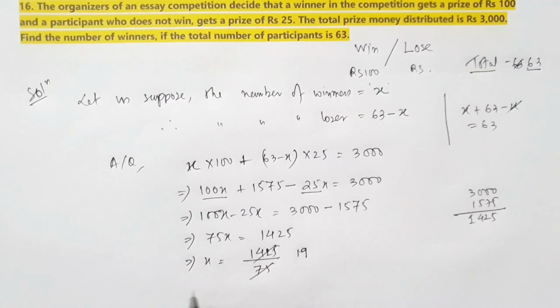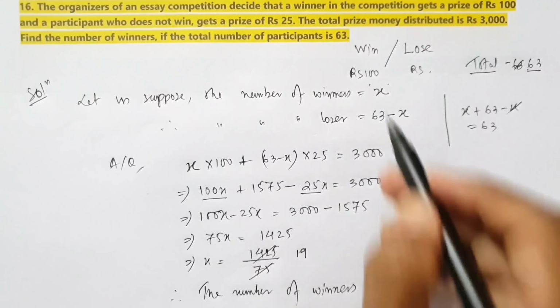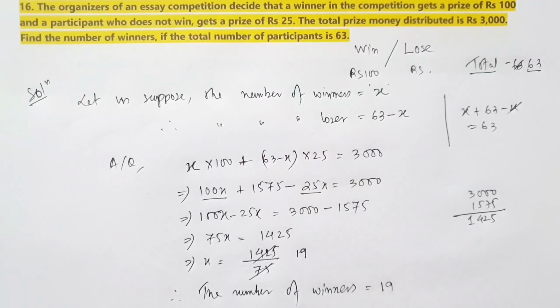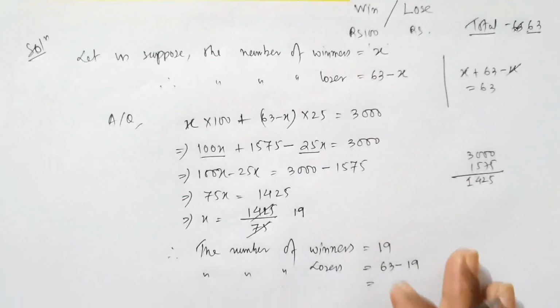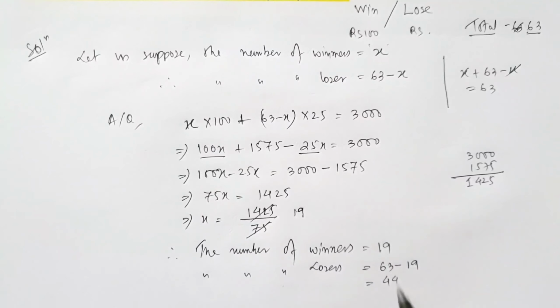It means that the number of winners we assumed x, which is nothing but 19, and the number of losers is equal to 63 minus x, means 63 minus 19, which is equal to 44. It means that total 19 numbers are winners and 44 numbers are losers.